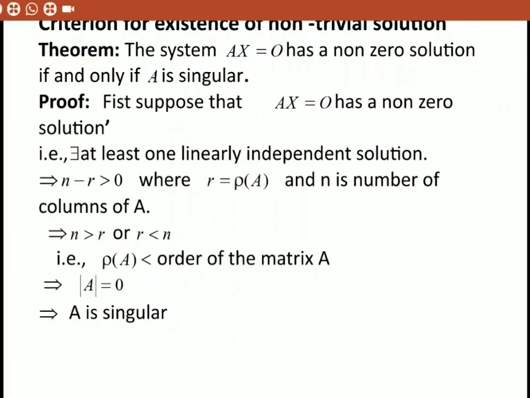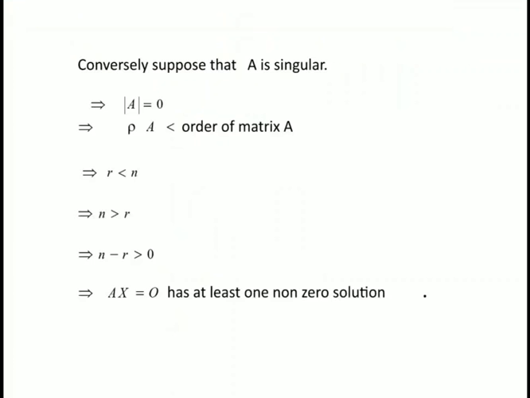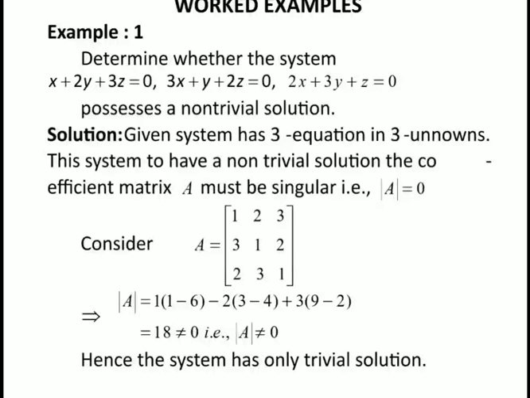So that is, rank of A is less than order of the matrix A. This implies determinant of A is equal to 0, that is, A is singular. Conversely, suppose that A is singular, that is, determinant of A is equal to 0. This implies rank of A is less than order of the matrix A, and this implies r less than n, or we can also write it as n greater than r. This implies, if you take r to this side, it becomes n minus r, which is greater than 0. This implies Ax = 0 has at least one non-zero solution.